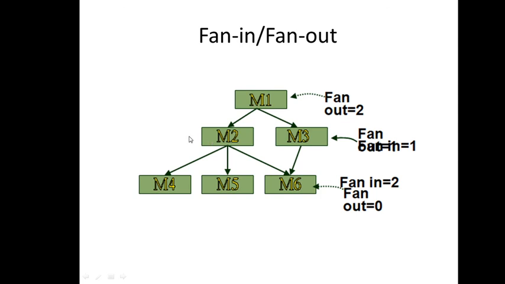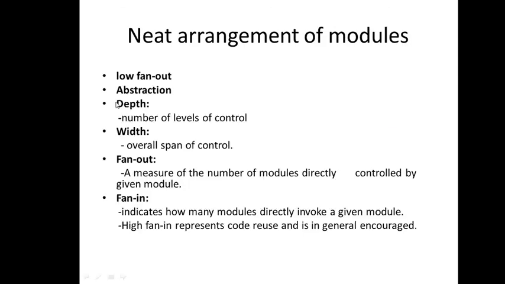Why high? If there are more modules which are calling a given module, that means it is called here also, here also, here also. That means the concept of reusability is achieved here. And we know that reusability is a very good concept in software engineering. Why implement a module again and again which is required at different places? Once you make it, call it at different locations. So this is what fan in is. It should always be high.